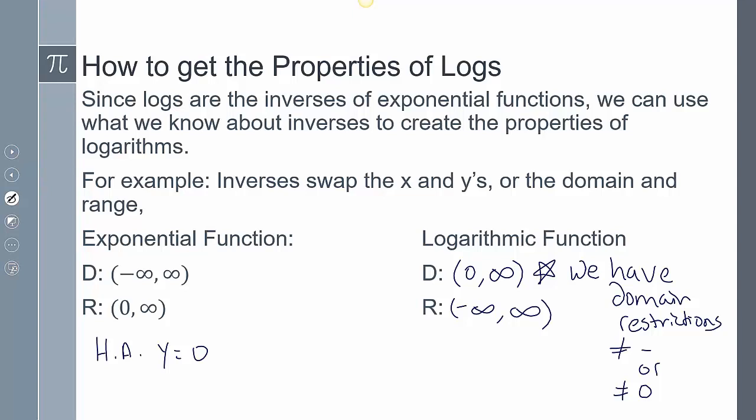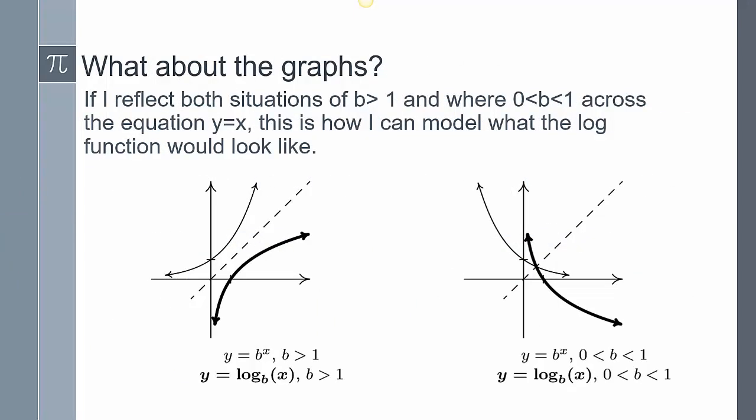Well, if we're switching the x and y's, that means that we still have that asymptote, but now it becomes a vertical asymptote at x equals 0. So the x and y switched here. And so with a logarithmic function, you actually also have that vertical asymptote. And these are just some of the properties. We're going to go later on to a slide that has more of the properties, but this is just kind of a quick overview of all the different properties.